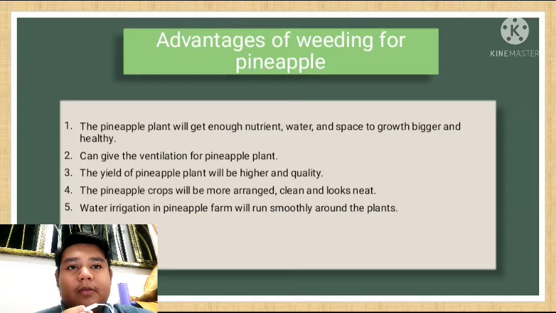Next, the pineapple crops will be more arranged, clean, and look neat. After that, water irrigation in the pineapple farm will run smoothly around the plant.